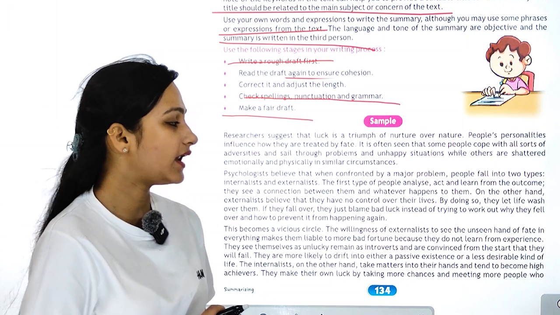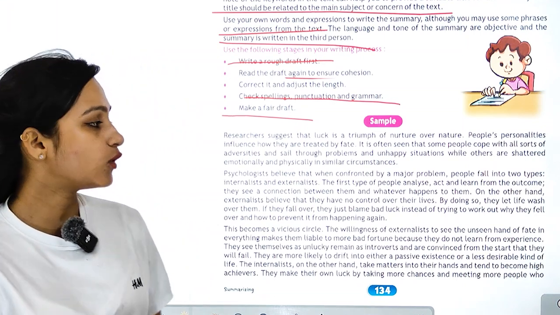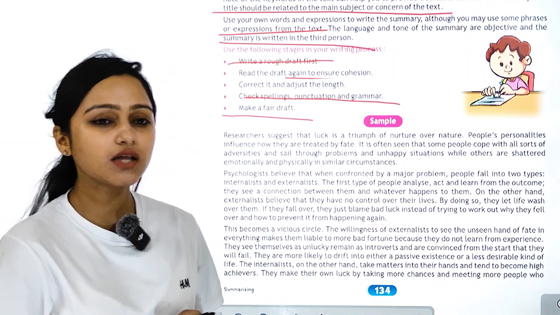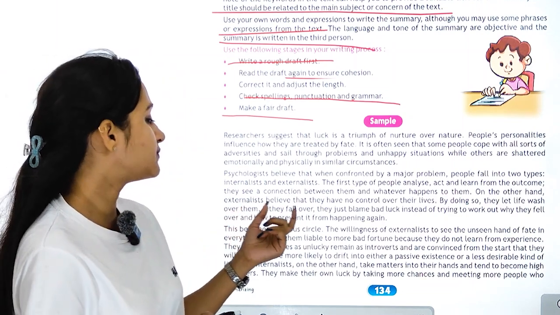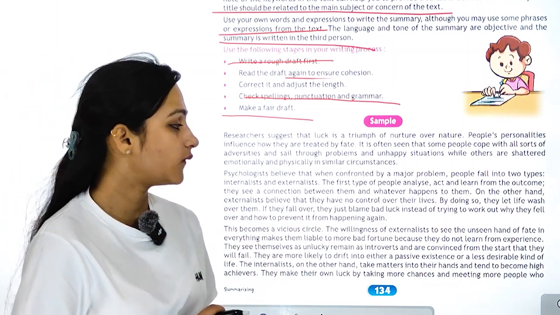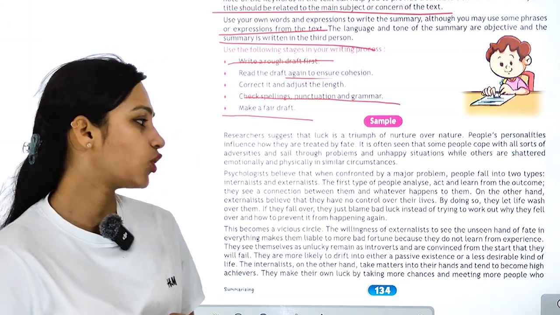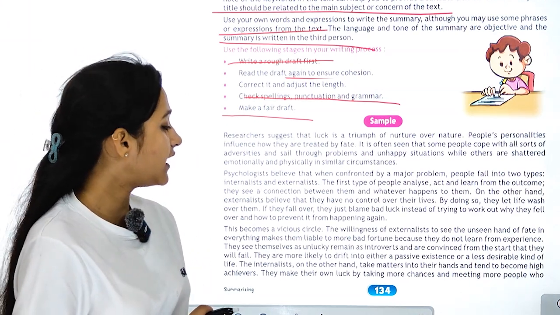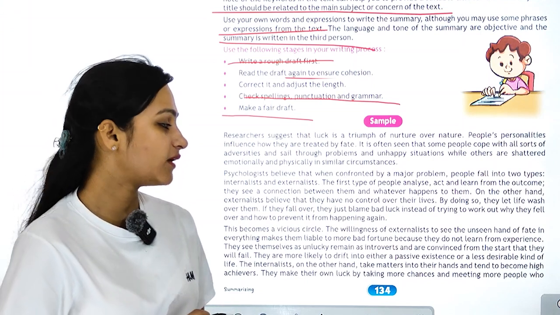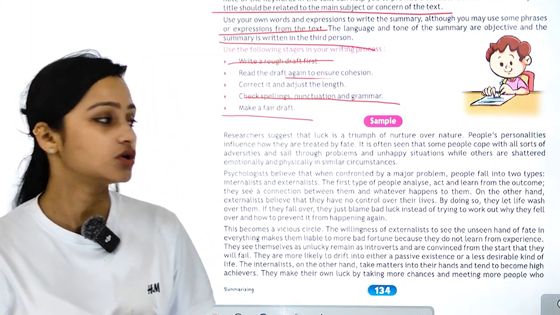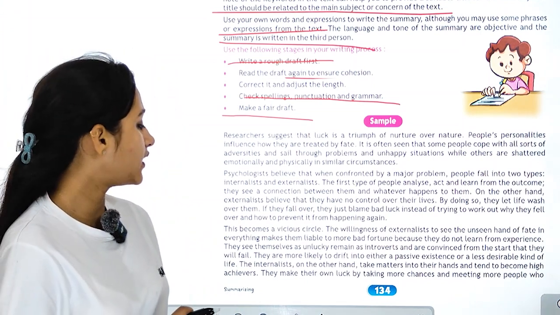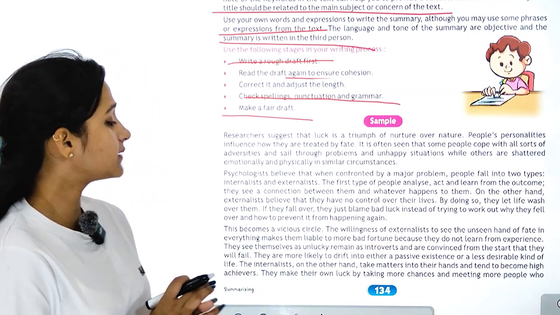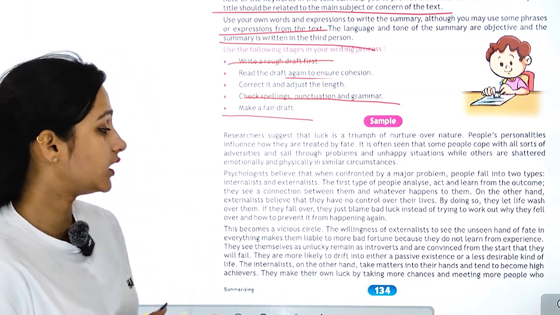The first type of people analyze, act, and learn from the outcomes. They see a connection between them and whatever happens to them. On the other hand, externalists believe that they have no control over their lives. By doing so, they let life wash over them. If they fall over, they will just blame bad luck instead of trying to work out why they fell over and how to prevent it from happening again. This becomes a vicious circle.